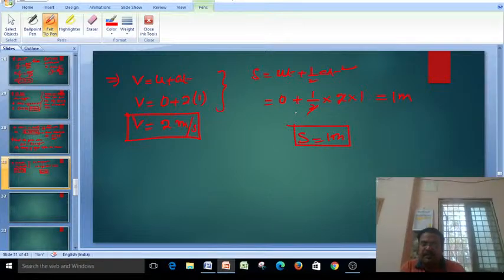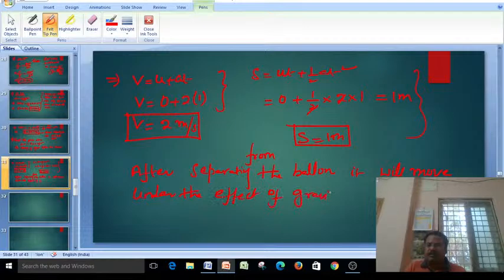So before separating, the balloon and stone are combined with each other. But now after separating from the balloon, the stone will move under the effect of gravity. Means the stone will fall under the effect of gravity. So under the effect of gravity, now you have to take minus h is equal to vt minus half gt square. At that situation, whatever velocity the stone contains, that is the initial velocity you have to consider.